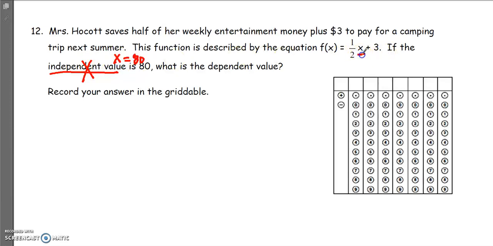And all I have to do is replace my x with that number. So I'm going to have 1/2 times 80 plus 3. Well, half of 80, of course, is 40. And then I add 3 to that, and I'm going to have 43.